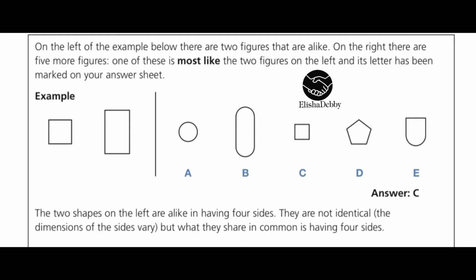answer sheet. So the two shapes on the left are alike in having 4 sides. They are not identical. The dimensions of the sides vary, but what they share in common is having 4 sides. Therefore, the answer is C.